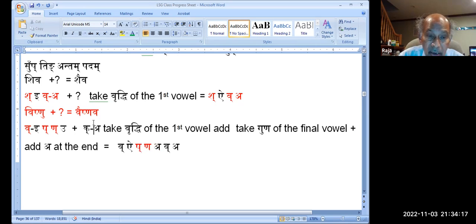If I say add ka to that, ka will tell me the E becomes, it's a guna letter, I becomes shai. Then guna of the final vowel u, bu becomes o, and I'm adding a there. And ayava sandhi is there, it gives you au. So we'll get Vaishnava. You have to start thinking that way.